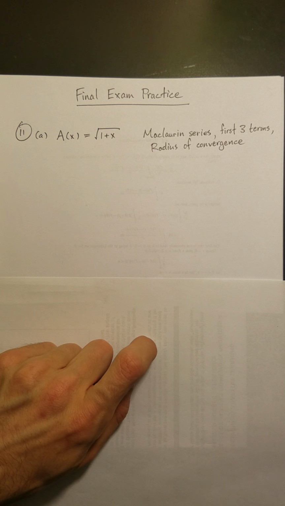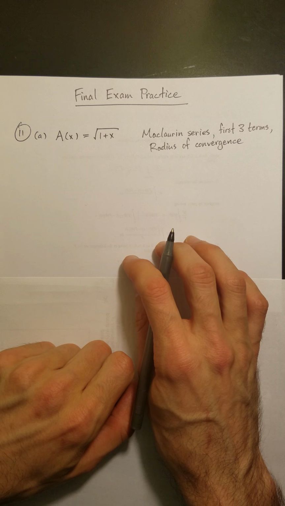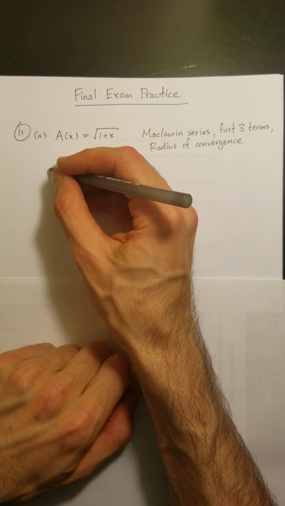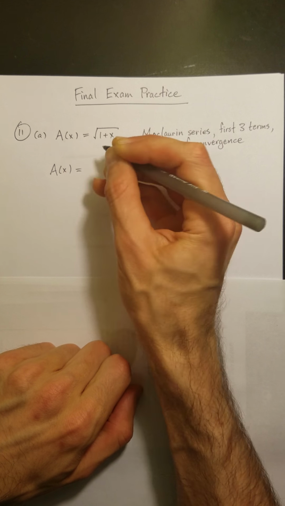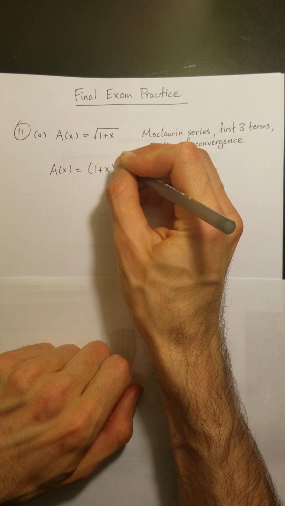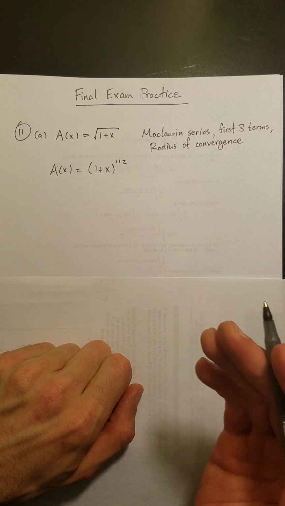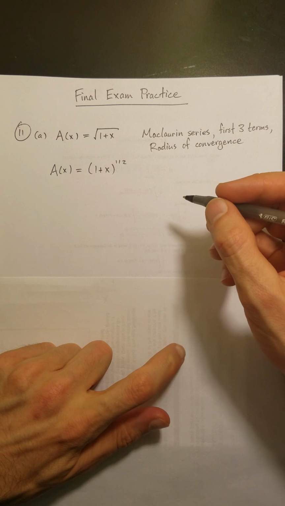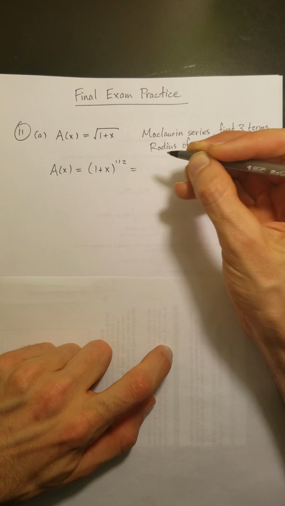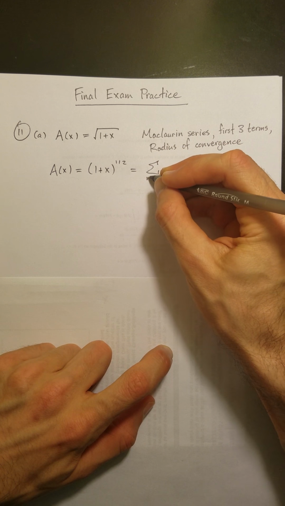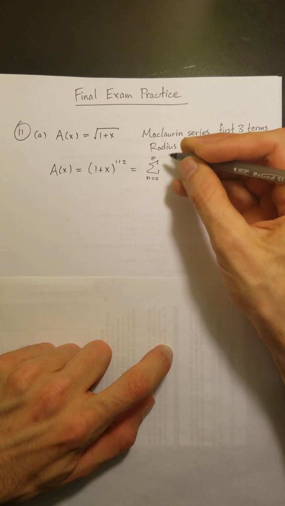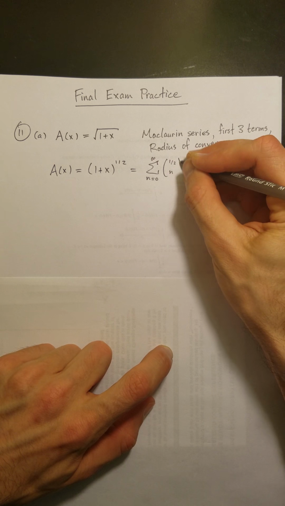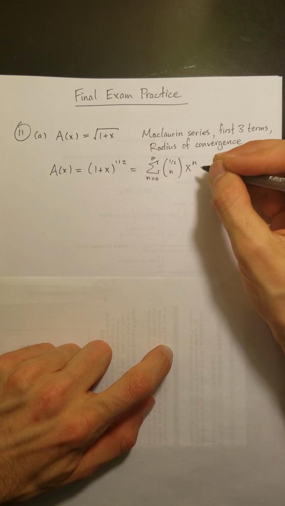Okay, so the first thing that we notice about this function is that we can rewrite it as 1 plus x to the power 1/2. And then we should immediately identify that this will have a Maclaurin series that is actually a binomial series. So we can write this function as the series n equals 0 to infinity of 1/2, because that's our power here, choose n times x to the power n.